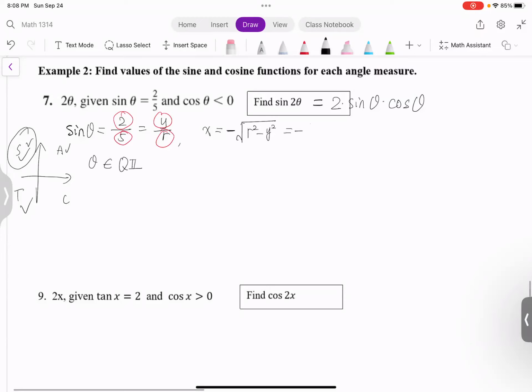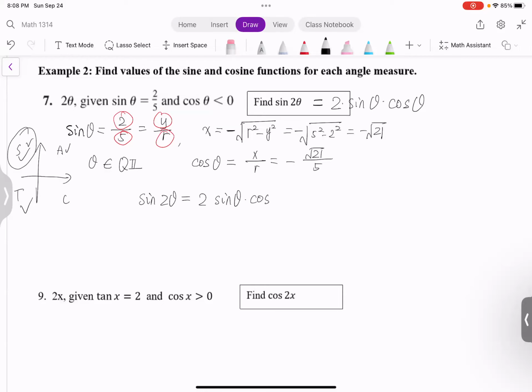So negative square root of 5 squared minus 2 squared is negative square root of 25 minus 4, which is 21. And then what is cosine theta? Cosine theta is x/r. It is negative square root of 21/5. And the formula is sine 2 theta equals 2 times sine theta times cosine theta.